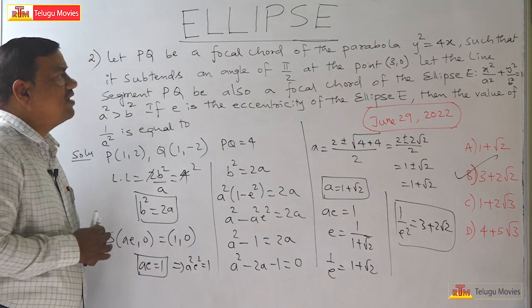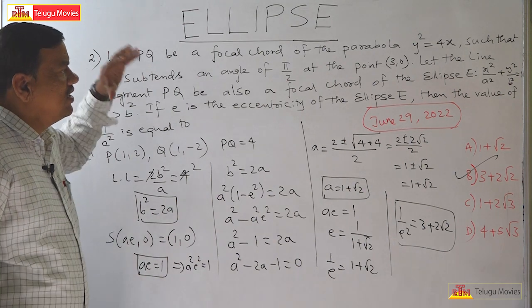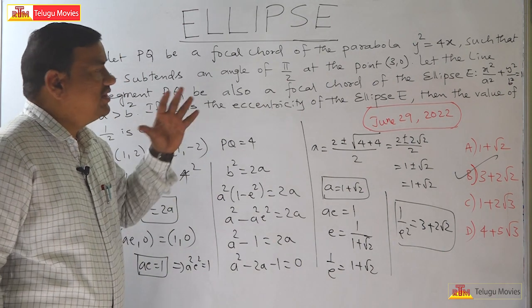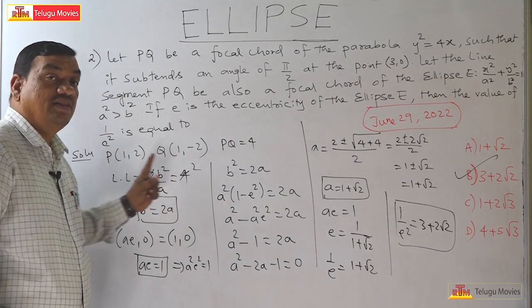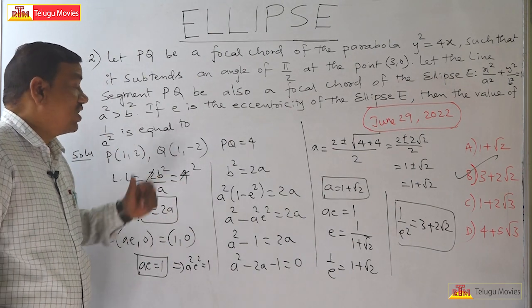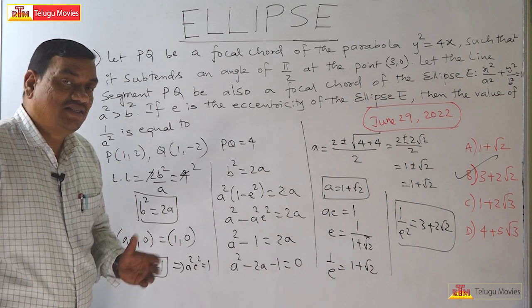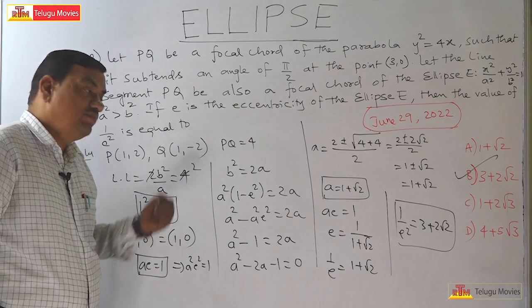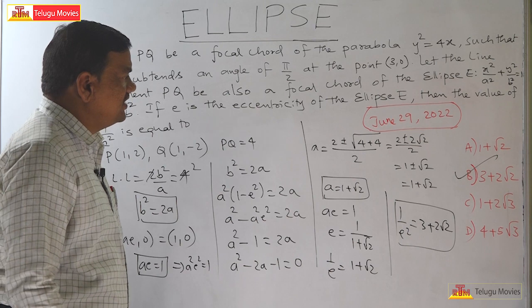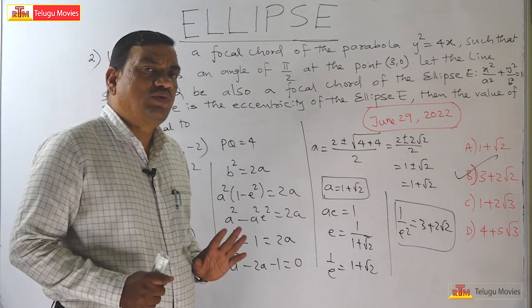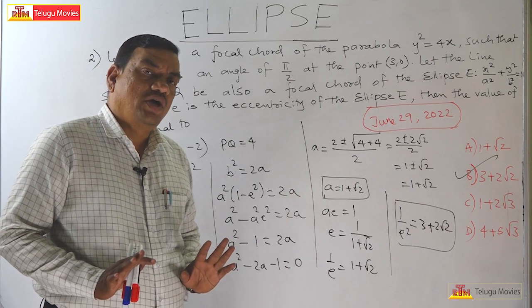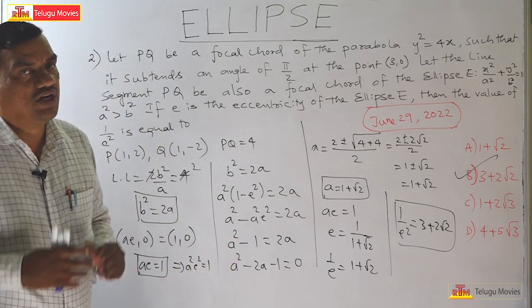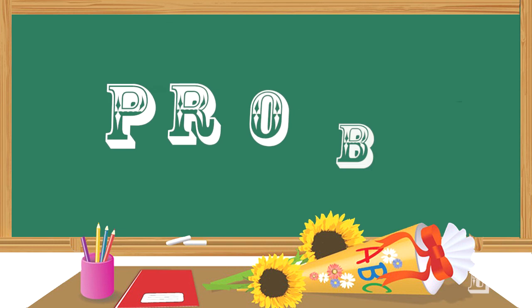So, very nice problem this is. He related the parabola with the ellipse using a focal chord. You have to prove that this focal chord is nothing but the latus rectum. If you prove that it is a latus rectum, the remaining problem is very, very easy. If you solve this problem in a cool manner, this answer will come. I hope that you understand this solution. Let us go for the next problem.